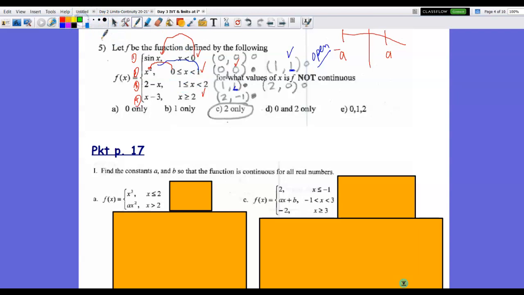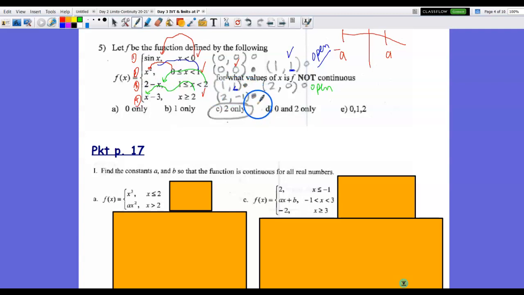And then lastly, we're going to try it with 2. So 2 goes into the third piece. 2 minus 2 is 0. No equal to, so I have an open circle. 2 substituted into the fourth piece. 2 minus 3 is negative.